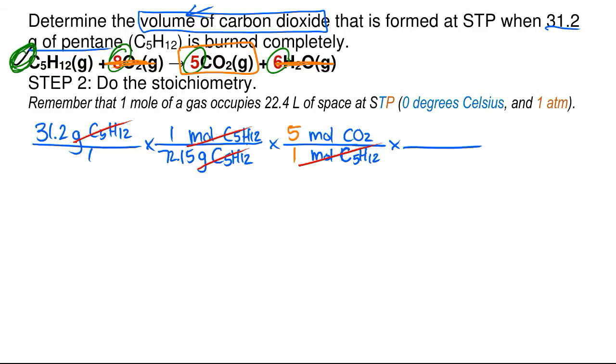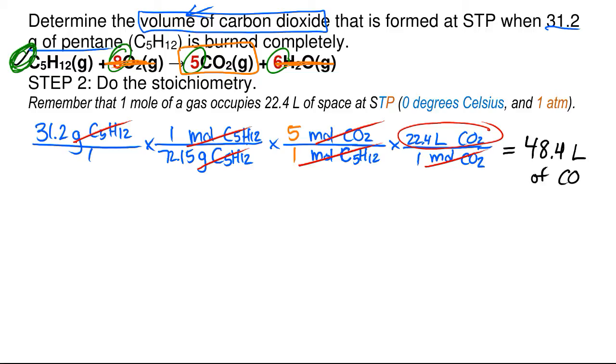We're going to go from moles of carbon dioxide to liters of carbon dioxide. And that relationship, of course, is 22.4 liters per 1 mole of carbon dioxide, or any gas at STP. So moles of carbon dioxide are gone. We have liters of carbon dioxide as our final upper right unit. And the math will give us, with sig figs, 48.4 liters of carbon dioxide will be formed when you burn 31.2 grams of pentane at STP.